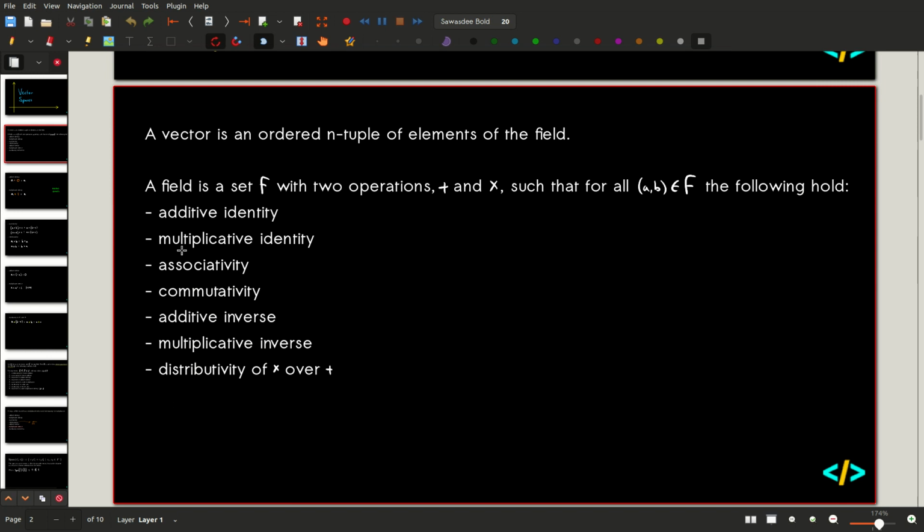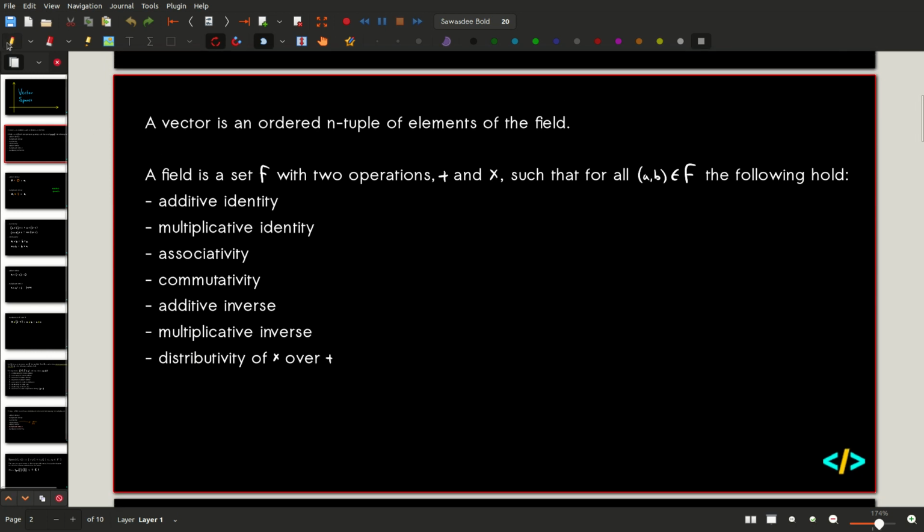A vector is an ordered n-tuple of elements of the field. All that means is we have some numbers, and these numbers are in a specific order. So this is not equal to this, for example, even though it's the same numbers, they're ordered.